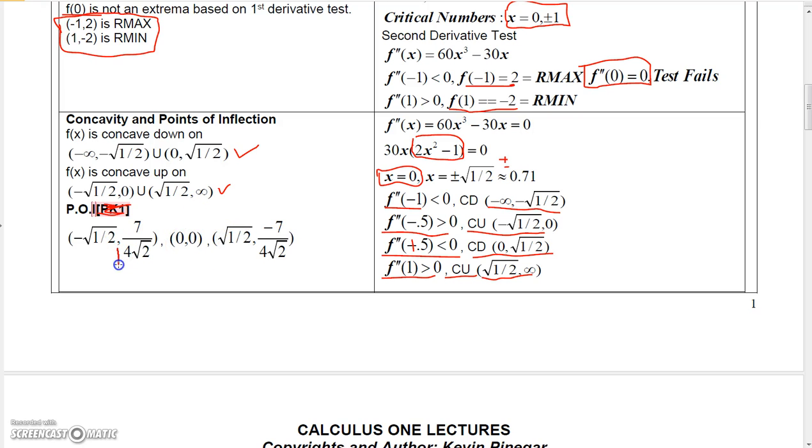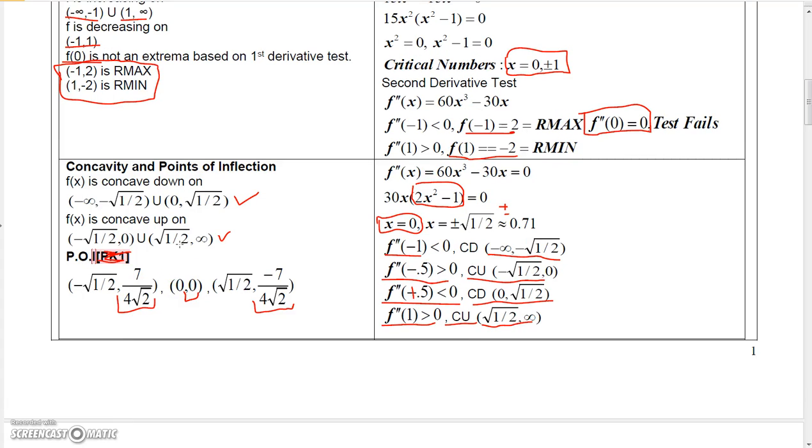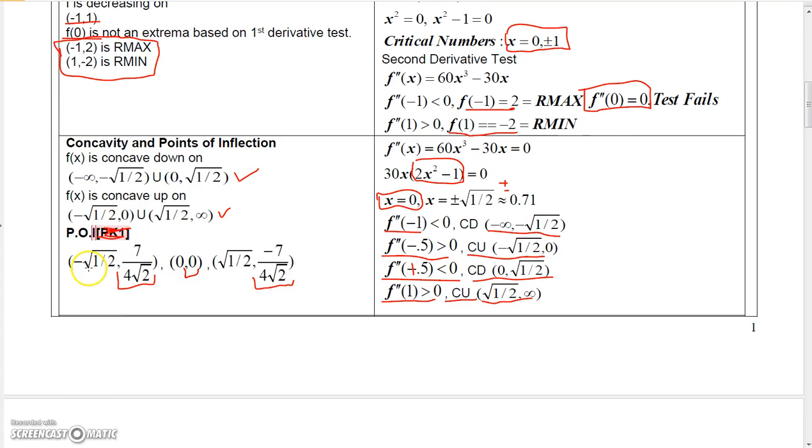Now, to get the corresponding y values for these numbers, I had to go back to the original function and plug in minus square root of a half and plus square root of a half. But one thing that's helpful is, since it's an odd function, when I put minus square root of a half in and get this number, then plus square root of a half is going to give me the opposite of that number. That's something about an odd function that's helpful.